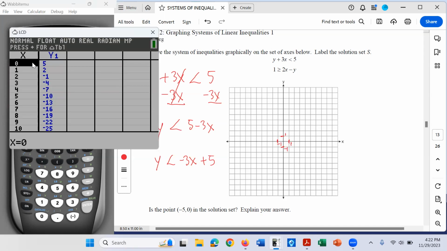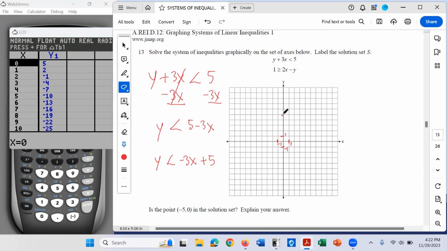First point is 0, 5. So I'm staying in the middle. Then I'm going up 1, 2, 3, 4, 5. Next point I'm going to do is 1, 2. So I'm over here. I'm going to go over 1, and then I'm going to go up 2, 1, 2. And then the next point I'm going to use is going to be 2, negative 1. So I'm going to the right, 1, 2, and then down negative 1.